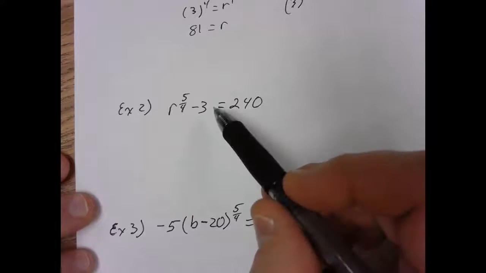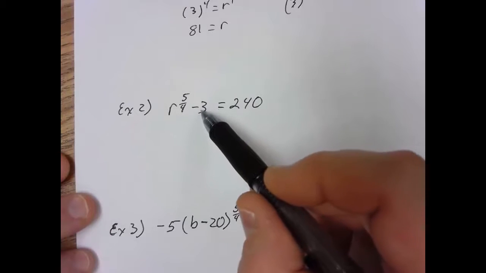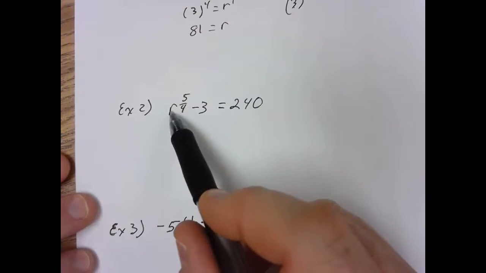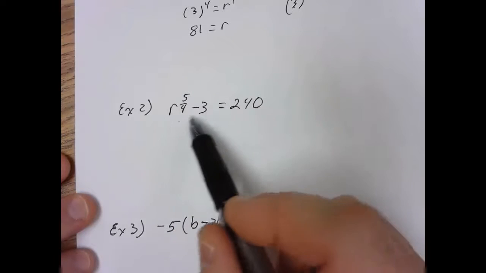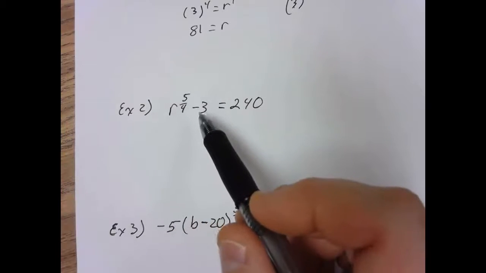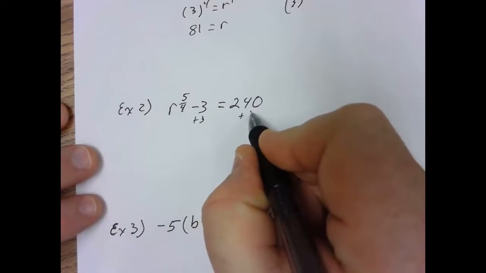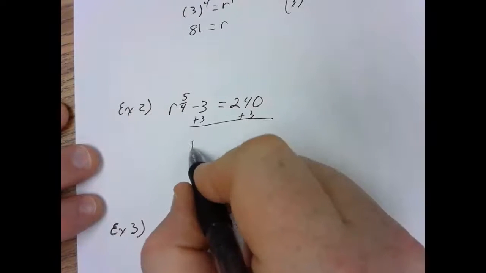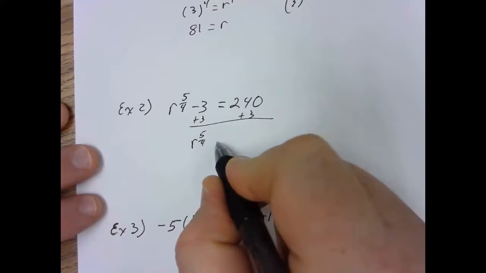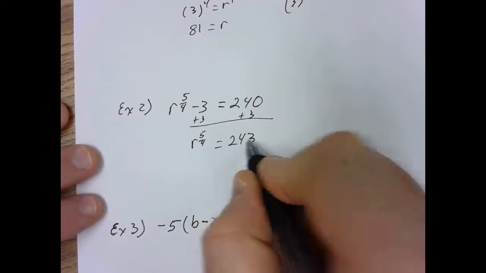Example 2, we have added one more step here, and that's a -3. So in order to get at the r here, we still have to move things away from the r before I can do the reciprocal exponent. So I want to add 3 to both sides first. So I have r to the 5/4 power is going to equal 243.